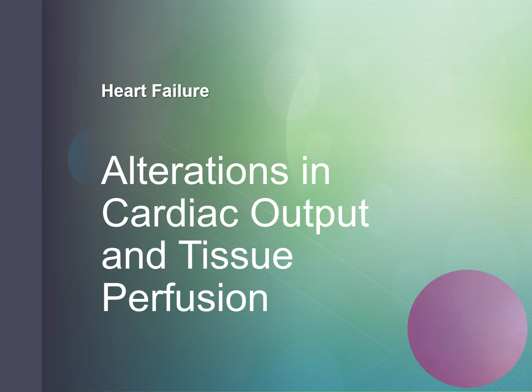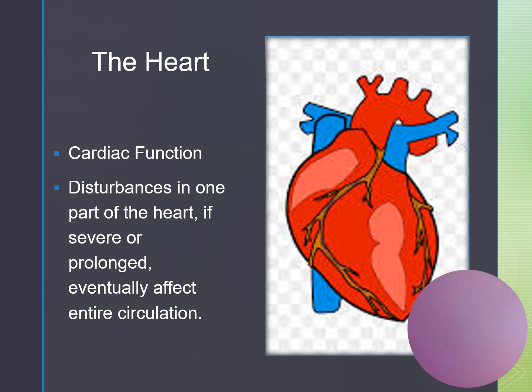Heart failure. The heart is a double pump. The right side will pump deoxygenated blood to the lungs for oxygenation, and the left side will pump oxygen-rich blood into systemic circulation. This process will provide a continuous supply of oxygen and nutrients for cellular metabolism, and a mechanism to eliminate carbon dioxide. Disturbances in one part of the heart, if severe or prolonged, eventually affect the entire circulatory system.